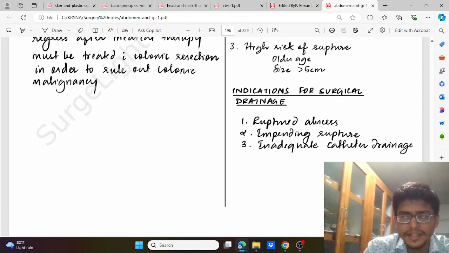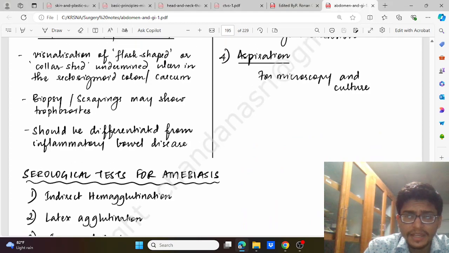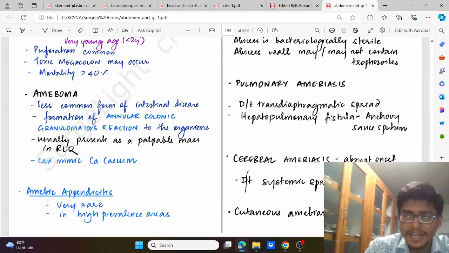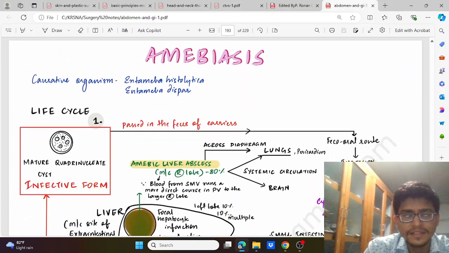These are some indications. So this was all about amebiasis for surgeons, or surgical aspects of amebiasis.